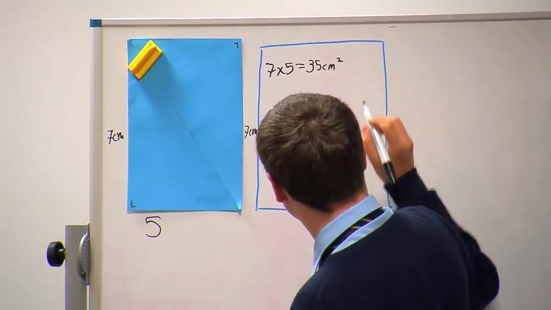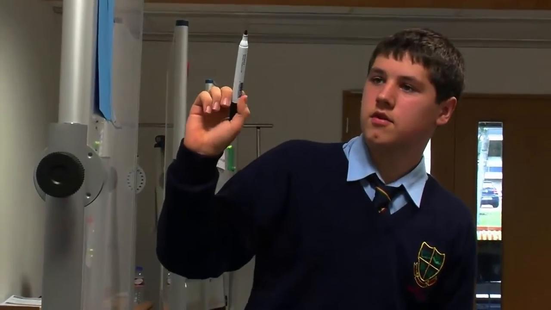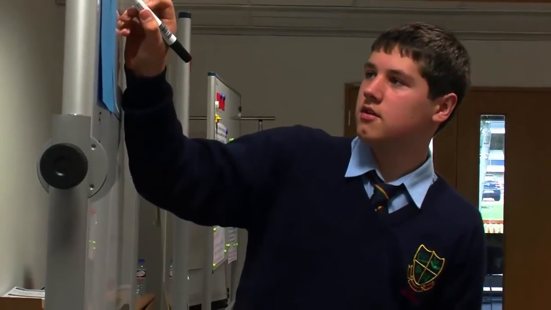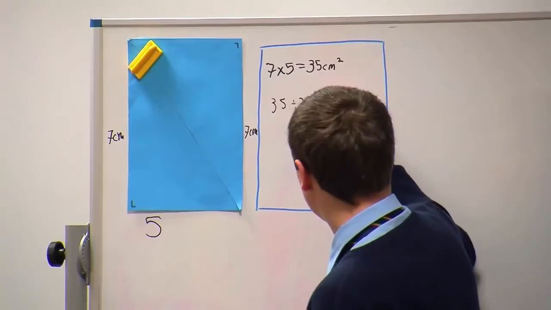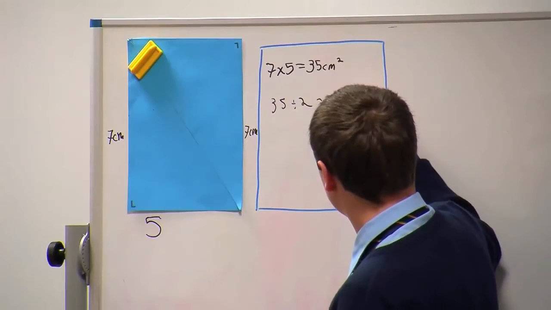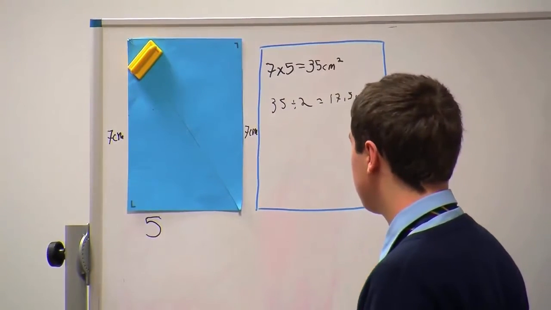And that gave you, what was that? That was the area of this rectangle. And then I divided 35 by 2, and I got 17.5 centimeters squared for the first triangle.